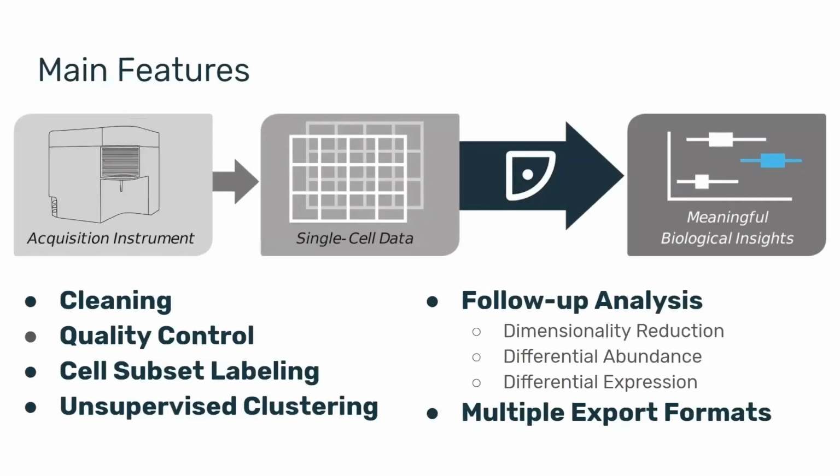So the platform has many different features. We can clean the data for debris and doublets. The platform does quality control, cell subset labeling, unsupervised clustering, and all the follow-up analyses, including dimensionality reduction, differential abundance, and differential expression analysis. All of these are available through the online interface, but also through various export formats, including FCS files, spreadsheets, PDFs, and R files. So it is quite a lot. For the purpose of this webinar, I'm going to follow up on what Janelle started with and talk about quality control and some of the initial steps of the analysis that you might want to look into.